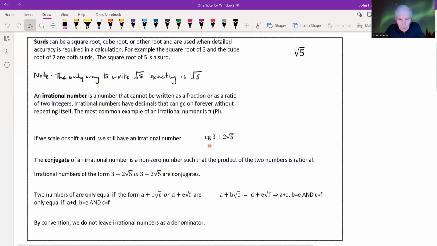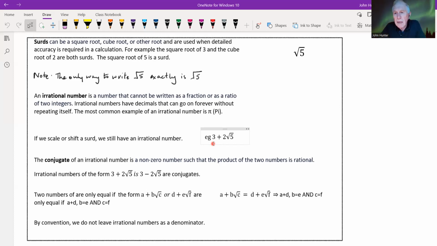And here we've got an example: 3 plus 2 root 5. In this case, what we've done is we've taken our square root of 5, which is, as we say, irrational, and scaled it, in this case multiplied by 2, and then shifted it, we've added 3. That's what we mean by scaling and shifting. Then that number is still irrational.